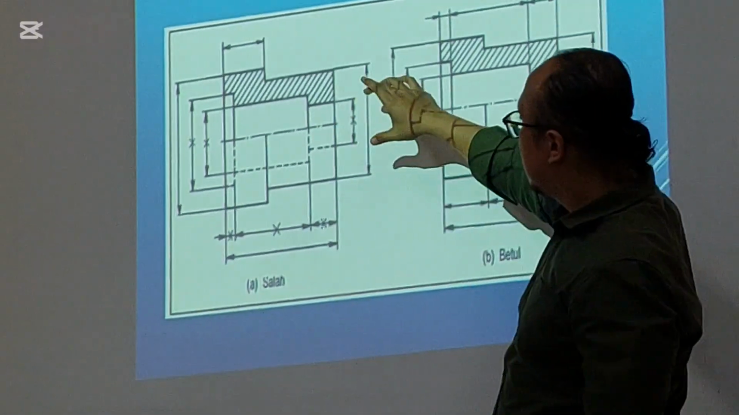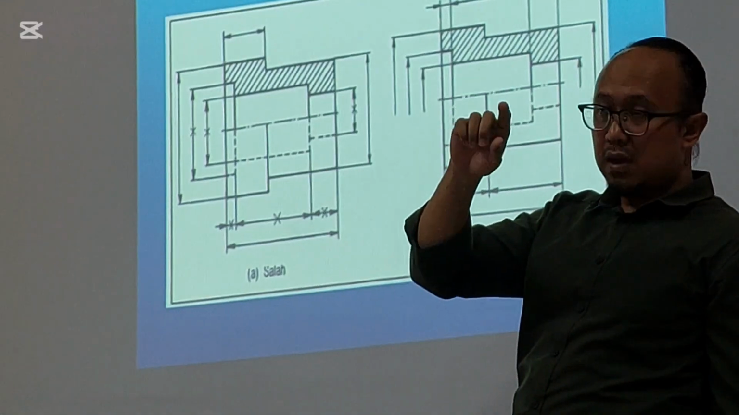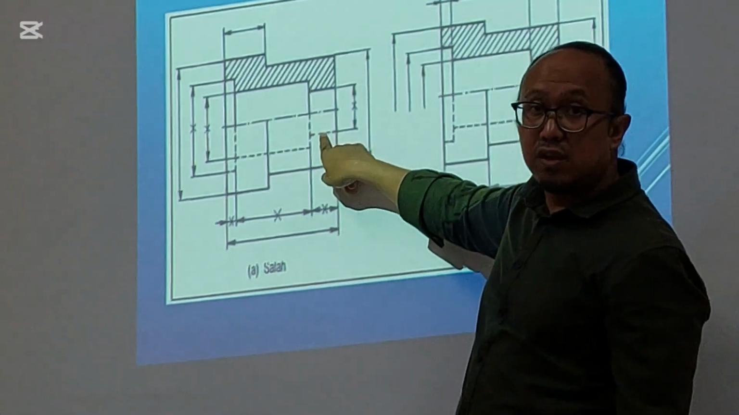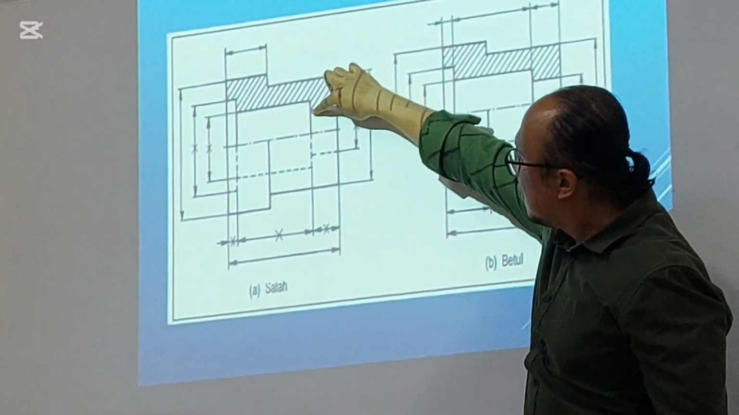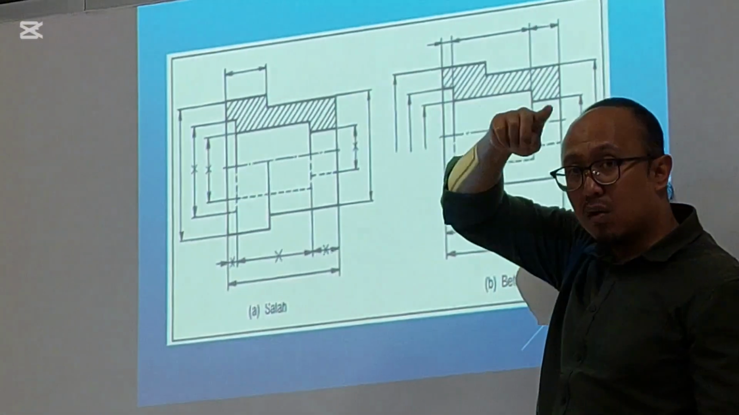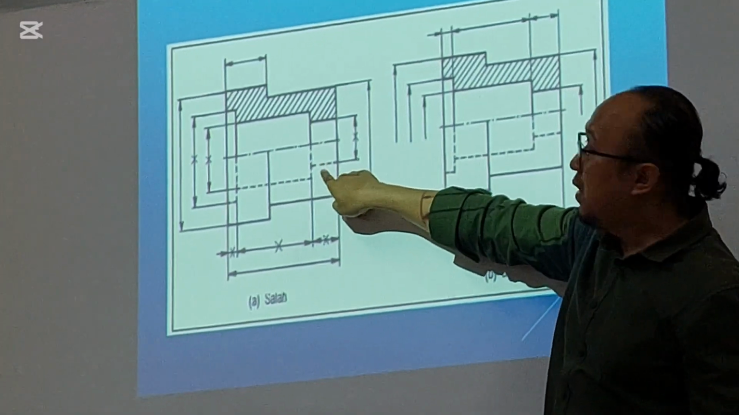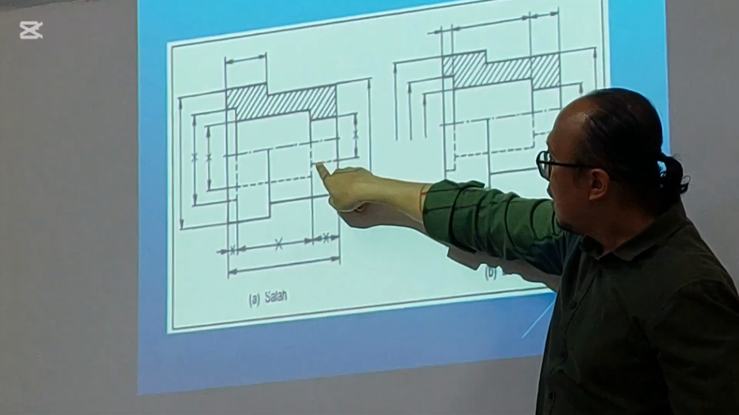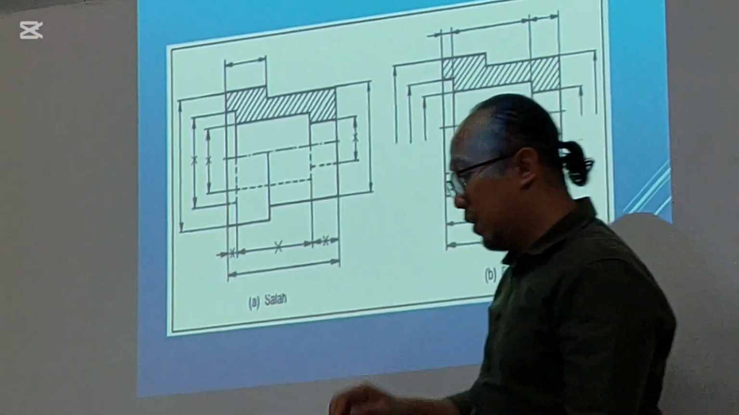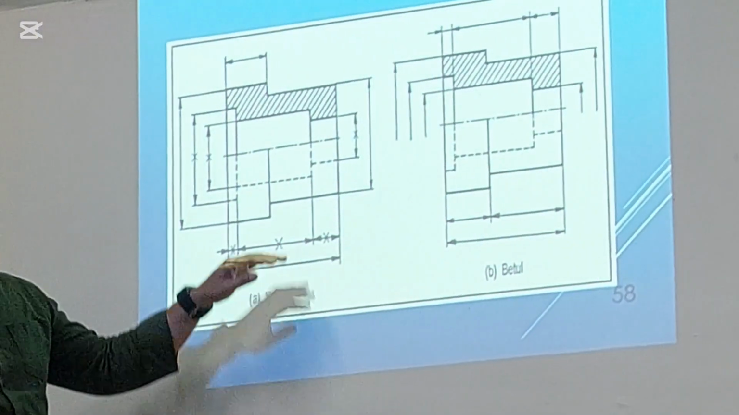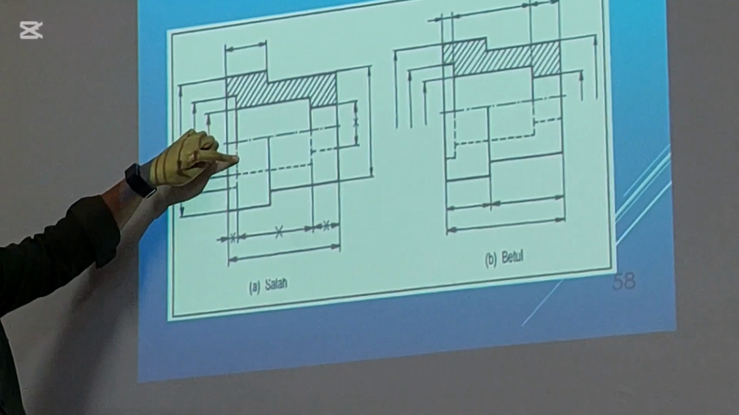Please avoid giving the dimension on a non-continuous line. For example, this is okay because this is a continuous drawing line, but this one is not continuous. So please don't give any dimension according to this line, because it will be difficult to understand. This is also a non-continuous line.